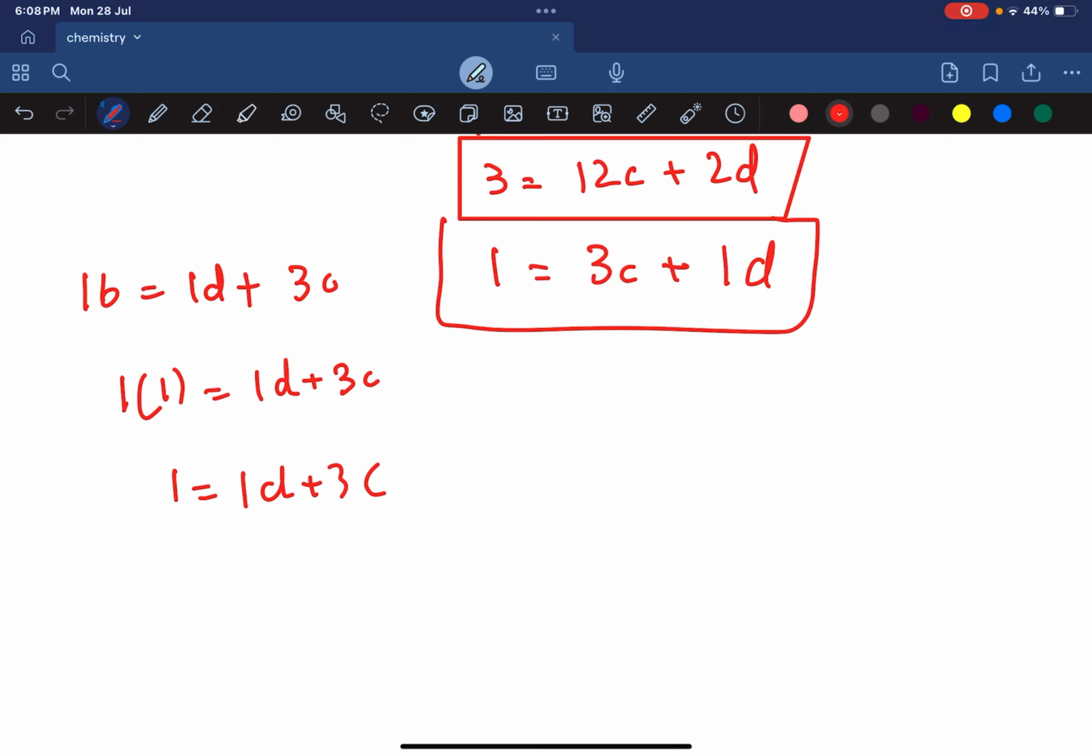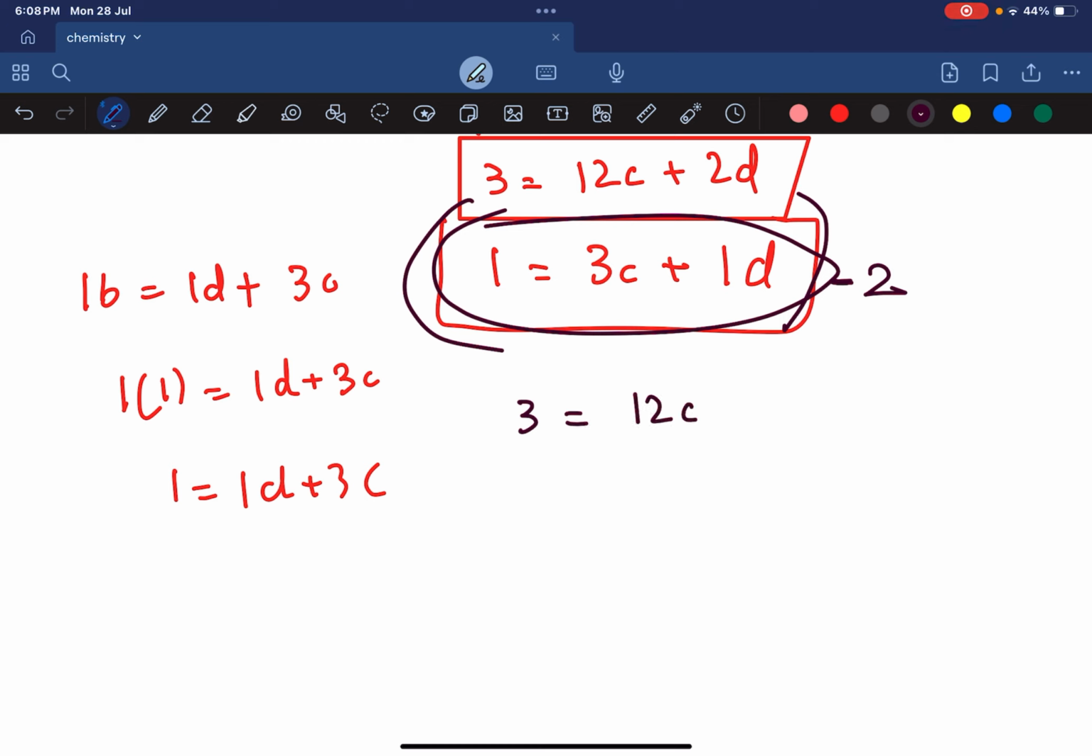So what shall I do? If you know how to solve simultaneous equations, we're going to multiply this entire second equation by -2. I write the upper one as it is, 3 equals 12c plus 2d, and the one I multiplied by -2 is -2 equals -6c -2d.